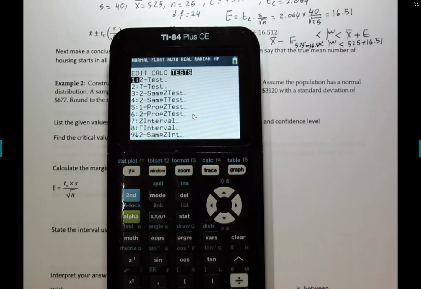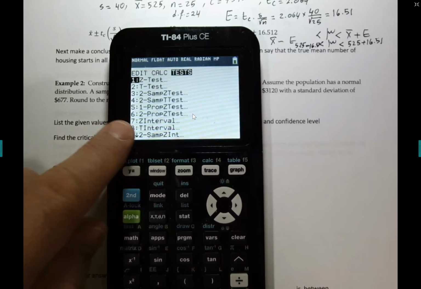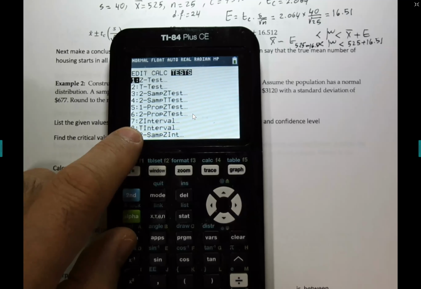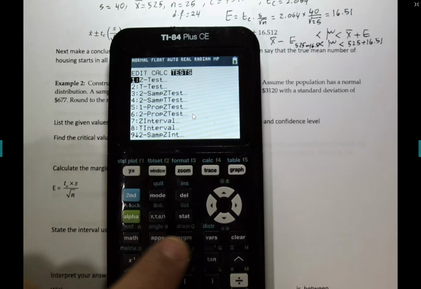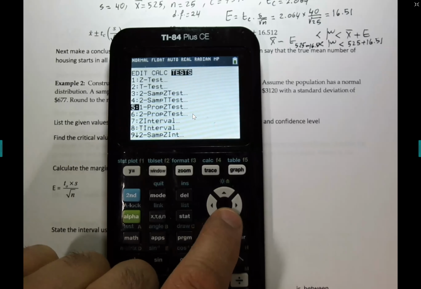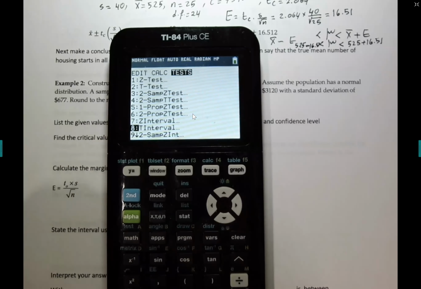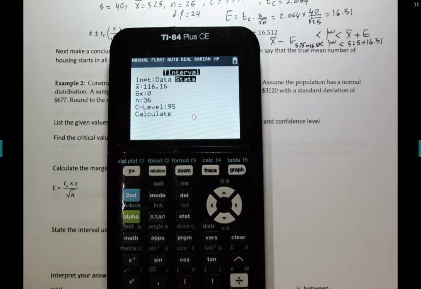So in section 6.2, guys, you will be using 8 all the way. And tell me why 8. Look at the hint. It says T interval, not a Z interval. And watch, when I go to 8, it's not going to ask you for sigma. It's going to ask you for S. Watch. You see what it says, S? It doesn't say sigma anymore.